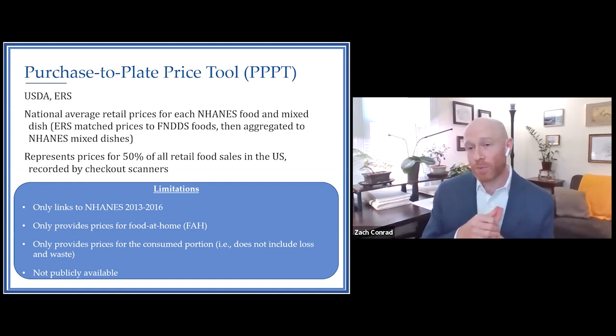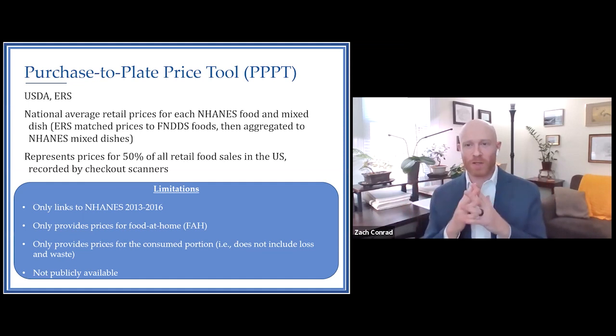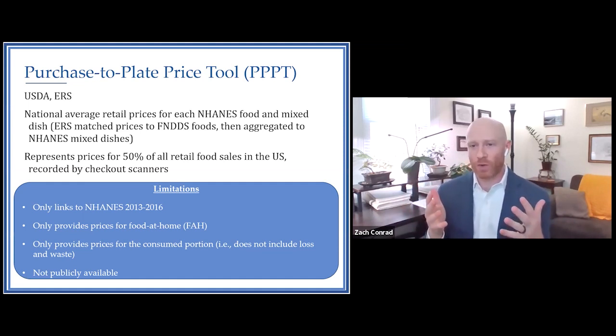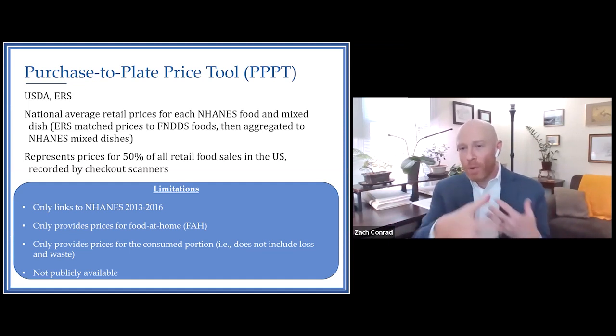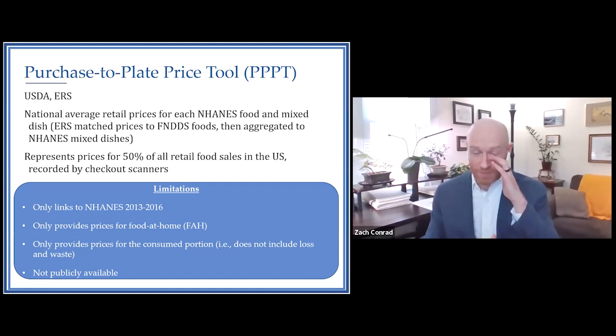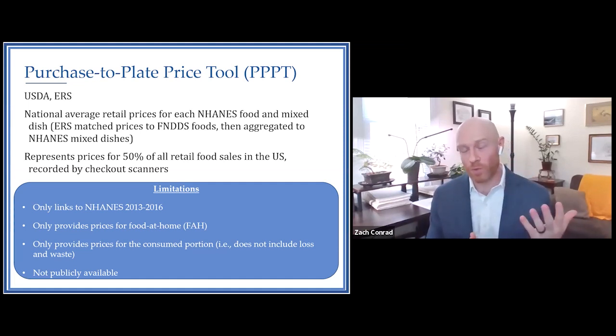It only provides prices for the consumed portion of food. This is critical because when you go to buy food at the grocery store, you're buying the portion that you're eventually going to waste, and you're buying the portion that's inedible. Both of those have prices attached, right? So if you were to just estimate the consumed portion, it would lead to underestimates. And again, this last limitation, that it's not publicly available: as of yesterday, it is publicly available.